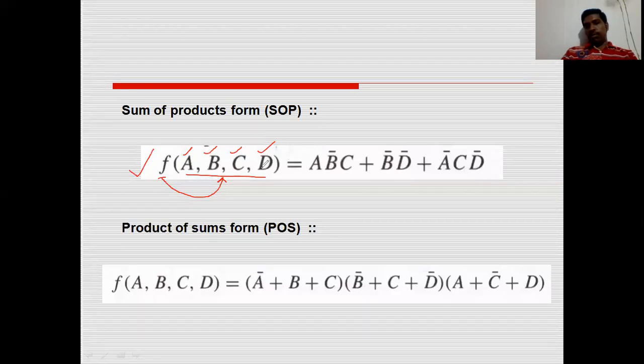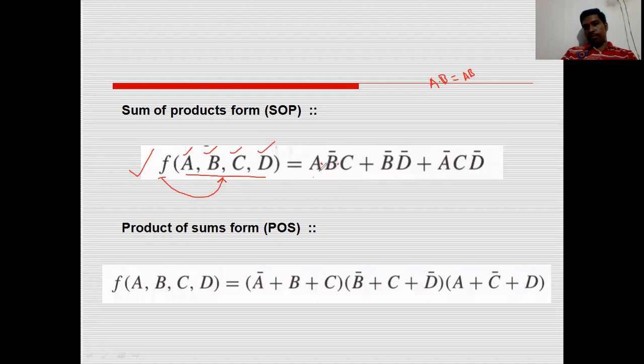So f of a, b, c, d is equal to a b bar c. It means a into b bar into c. You can write a dot b as ab also, no problem. There is no certain rule to specify the dot specially. Please remember that a dot b can be simply written as ab. If you find ab, it means a into b.